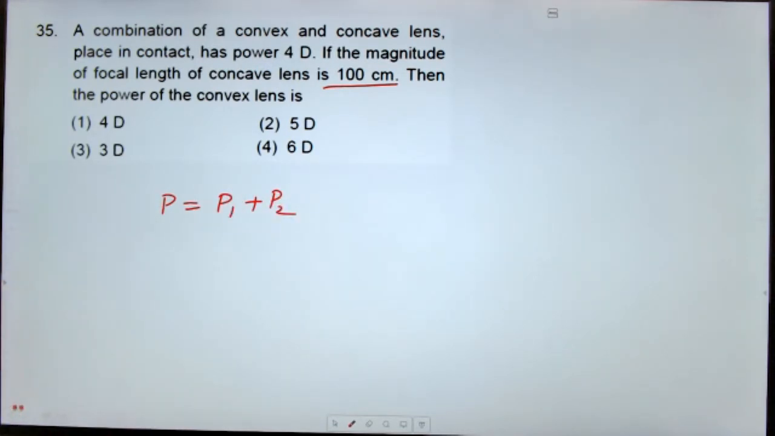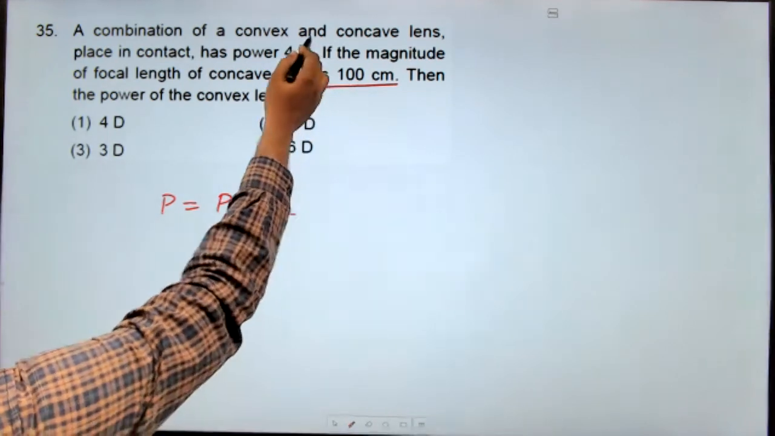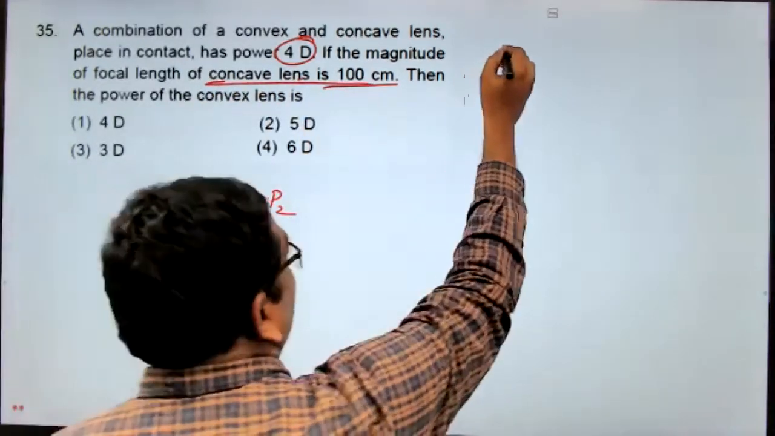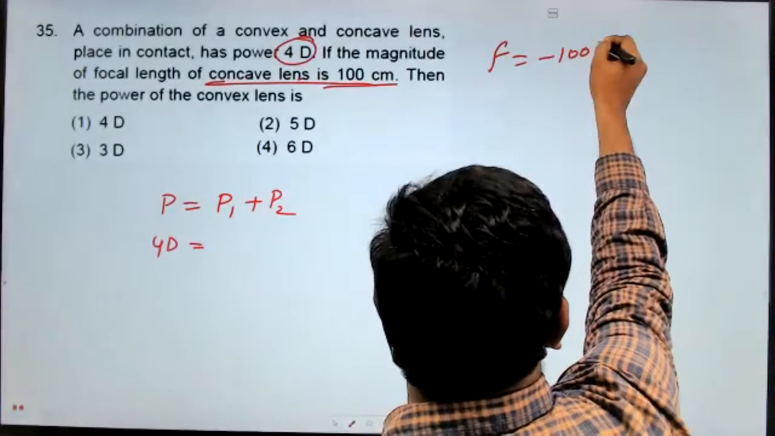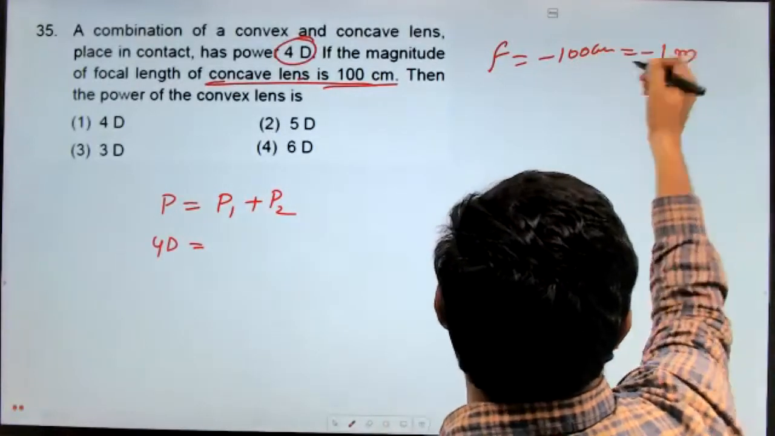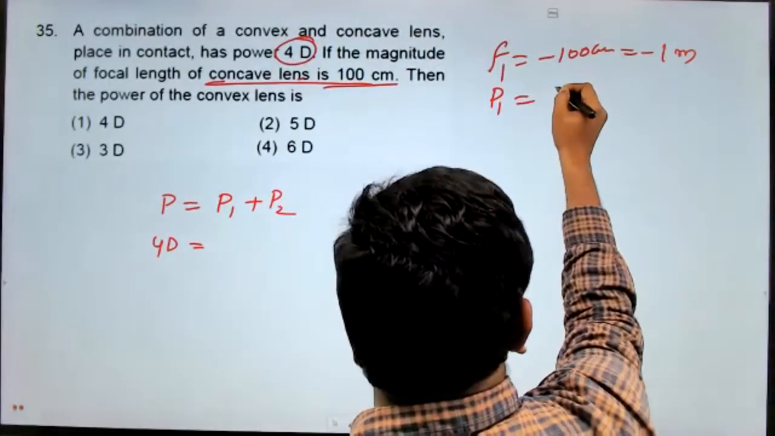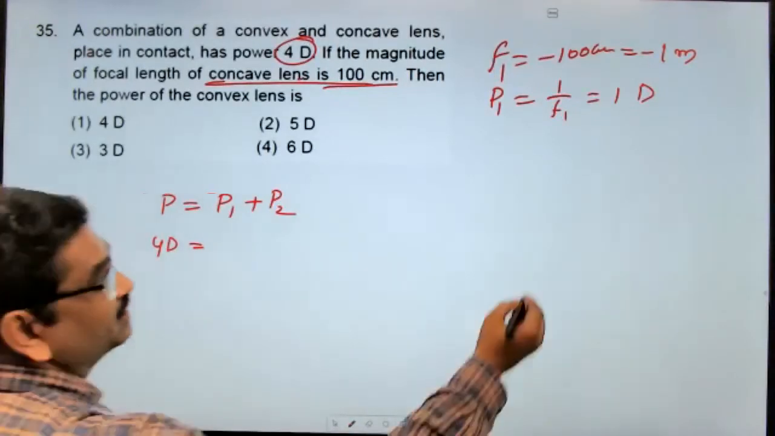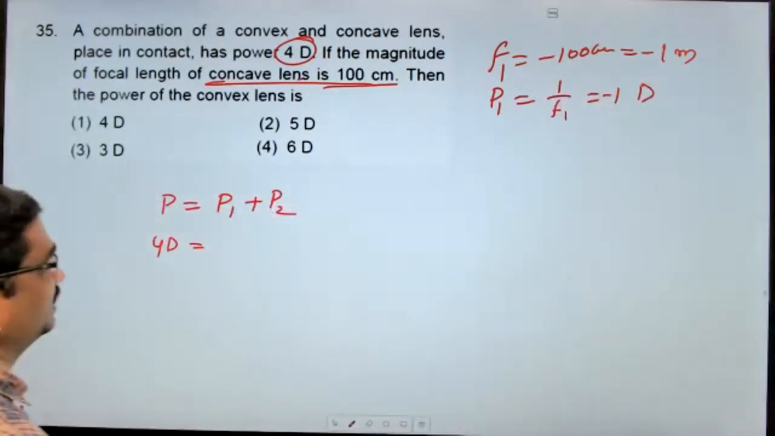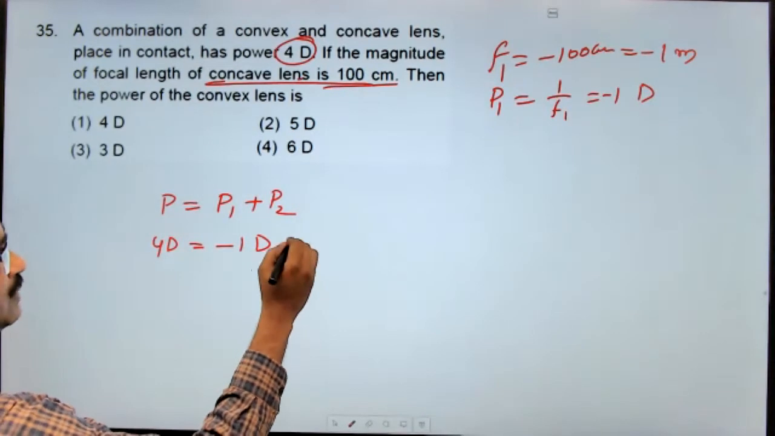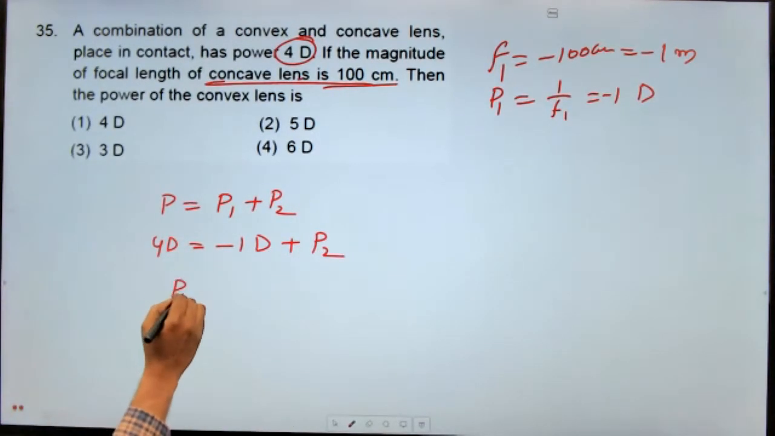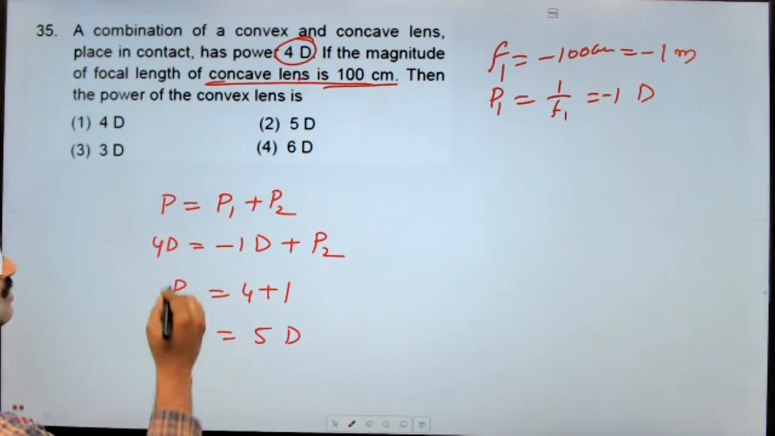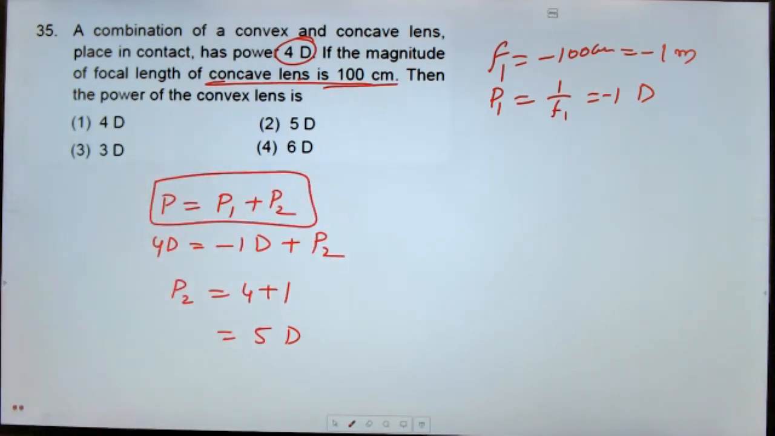Now, what is the first one? Concave lens. What is the total power? 4D. The concave lens focal length is given. Concave means minus 100 centimeter, or minus 1 meter. Then the power of the first lens can be written as 1 by f1, or minus 1 diopter, because the focal length is minus 1. So minus 1 diopter plus P2. Now here P2 equals 4 plus 1, that equals 5 diopter. So this is also an important model for calculation.